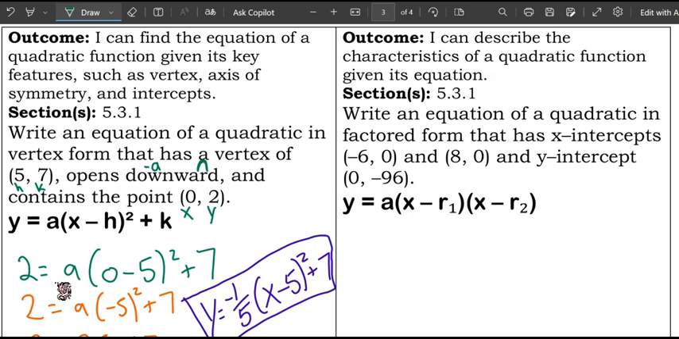Just like the previous example, we want to solve for a. We're going to plug these in. The negative 6 is going to be plugged in for r1, the 8 for r2, this 0 for x, and this negative 96 for y. Or use those to solve for a. Negative 96 equals a(0 plus 6)(0 minus 8).